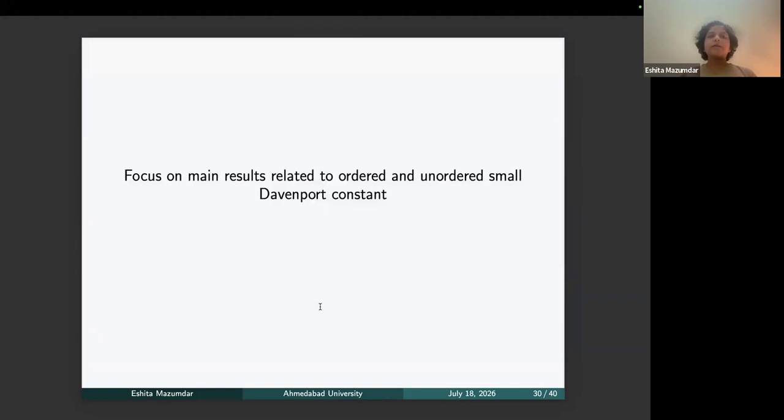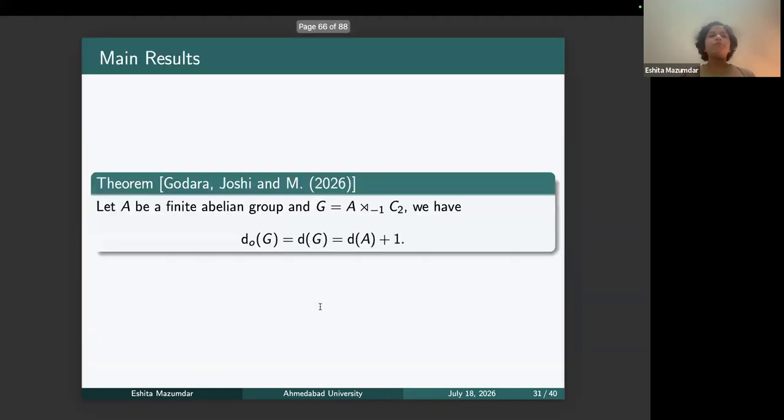So let's see what results we have for the small Davenport constant. Recently, we proved that if we have a finite abelian group A of this particular form, then this ordered small Davenport constant is the same as the small Davenport constant, and that quantity would be equal to this quantity.